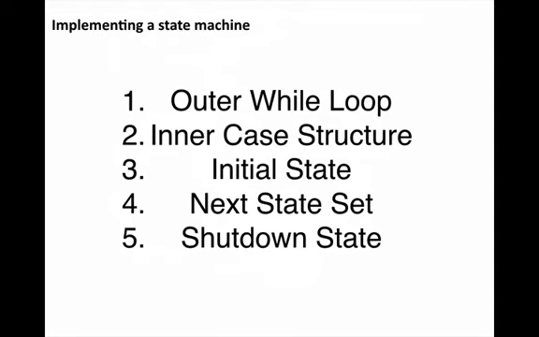When you implement a state machine, there are really 5, I think, fundamental things. An outer while loop, so you keep coming back to the top over and over again, seeing what state you're in and then going and doing that. There's an inner case structure. These are more LabVIEW terms, but they apply to, well, as you'll see, C as well. This inner case structure says, okay, if I'm in this state, I'm going to do this. If I'm in this state, I'm going to do this. If I'm in this state, I'm going to do this.